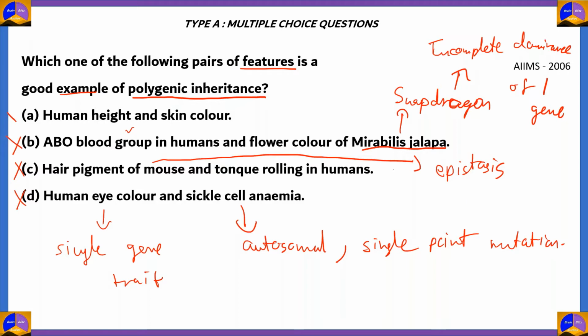The right answer is option A, human height and skin color. Human height has 3 or 4 various types of alleles, so does skin color. So both of these are good examples of polygenic inheritance. Some of the others had good examples of polygenic inheritance, but the question asks for both parts of the pair to be an example of polygenic inheritance.